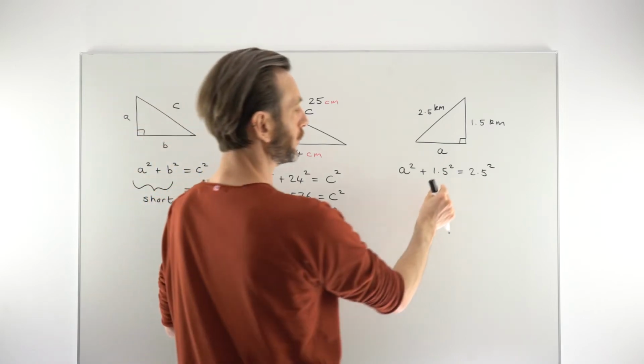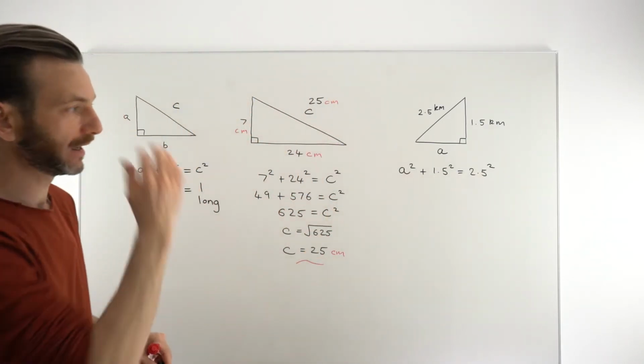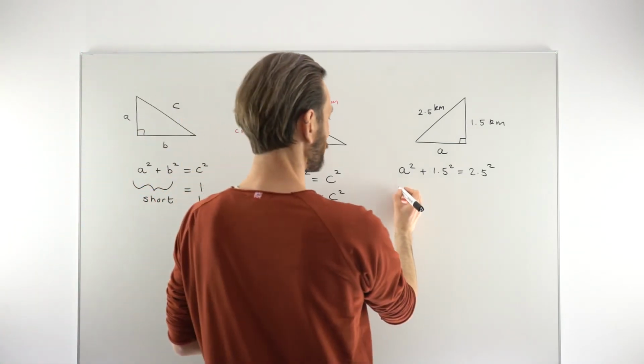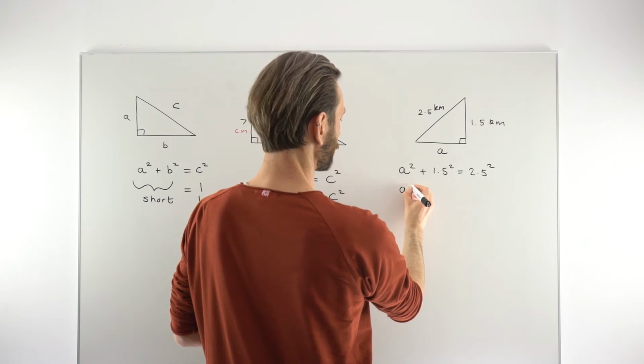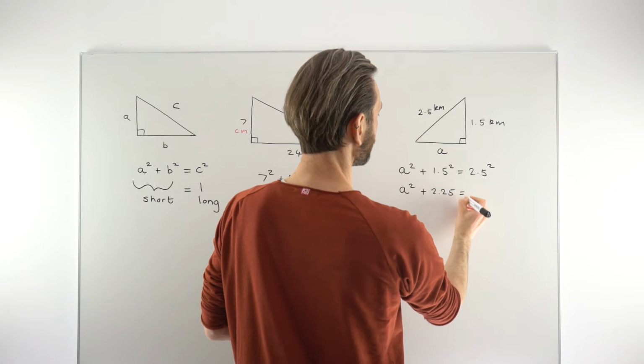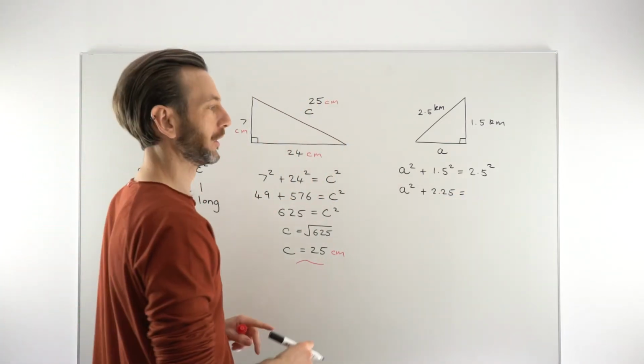This time though, we've got to also move that number to the other side. So it's kind of solving an equation at this point with squares in it. So what we're going to do is just start by processing the square. So 1.5 squared is 2.25. Again, this would be a calculator question. So I checked these numbers earlier.